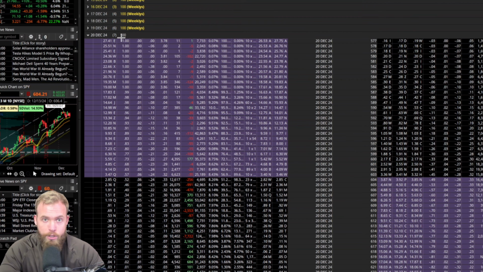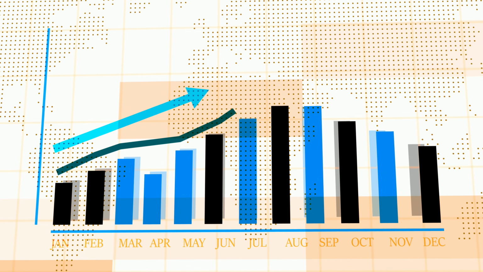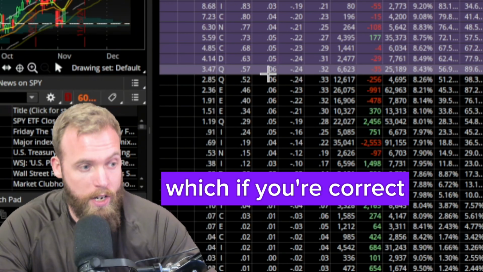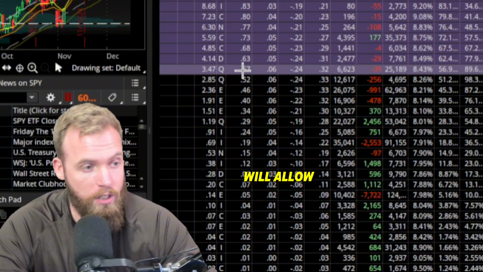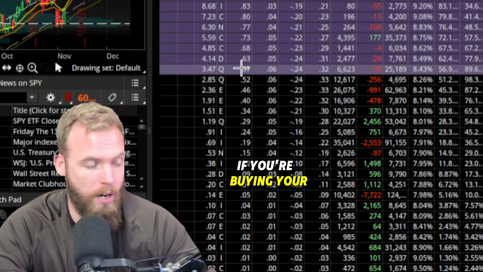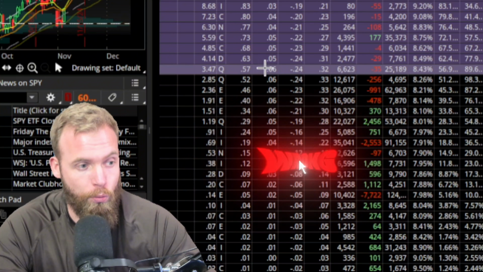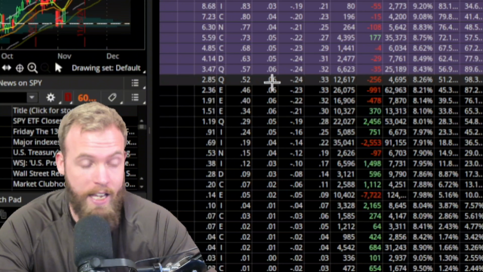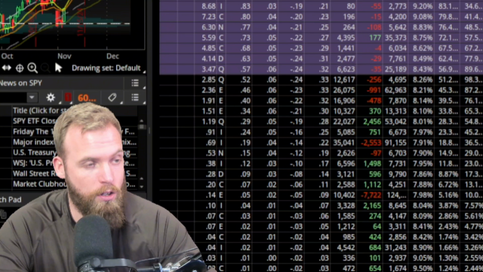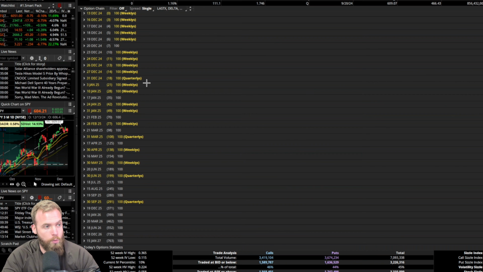And then for gamma, we just naturally hit on some of that. Gamma is going to be higher the closer you are in time, which, if you're correct, will allow you to compound faster if you're buying your option. But if you're wrong, your option is going to decay from delta decay as we get closer to expiration. So you can strike a balance between these based on what kind of risk profile you're trying to achieve in your option.